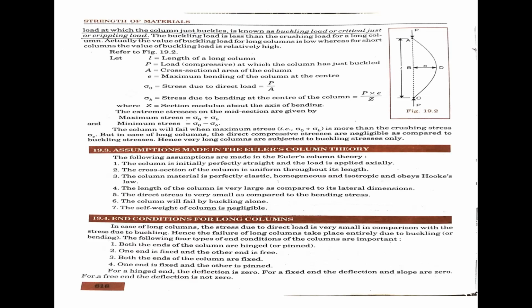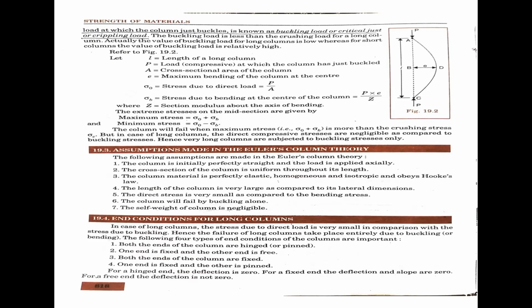The self weight of the column is negligible. The self weight of the column is negligible. It's a very important assumption for Euler's column theory. Failure will not occur if you follow these assumptions for Euler's column theory.